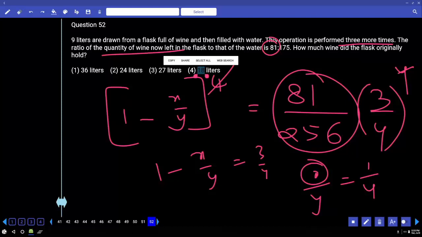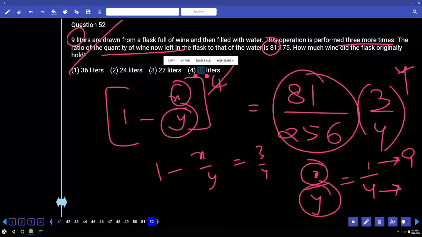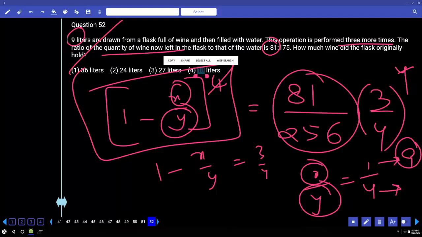Here how many liters are taken out? Therefore 1 represents 9, 4 represents 36, that is the original solution. X represents the quantity taken out, y represents the total quantity of the solution. 1 unit is equal to 9, therefore 4 units is equal to 36. Don't forget this formula. The mistake you make is considering 81 by 175. You should consider 81 by 256, total number of units.